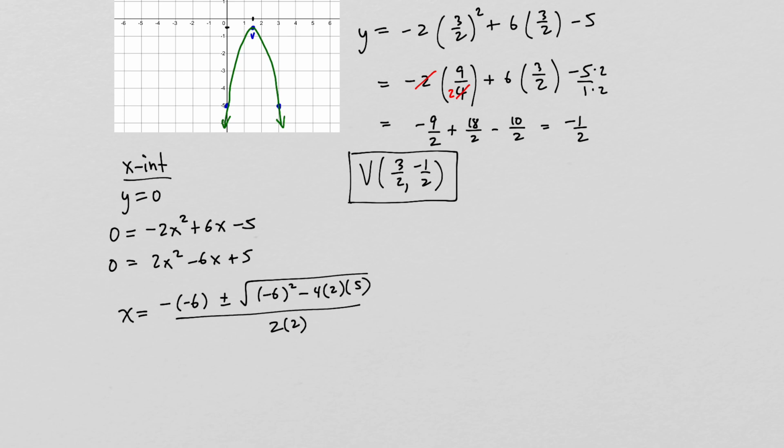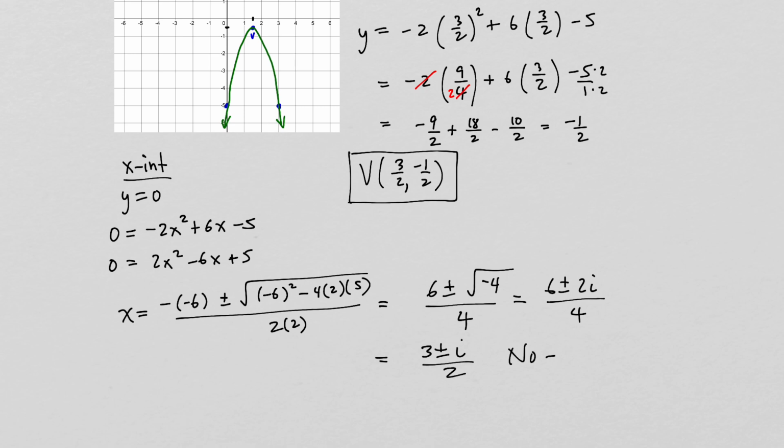So there it is. Plugged it into the quadratic formula. Simplifying, we have 6 plus or minus the square root of what? Well, this is 36. And then here we have 4 times 2, which is 8, times 5 is 40. So we have 36 minus 40. That's -4. So that's an imaginary number. That's 6 plus or minus 2i divided by 4, which is the same thing as 3 plus or minus i divided by 2. This means that there are no x-intercepts.